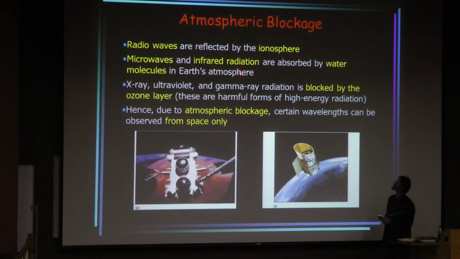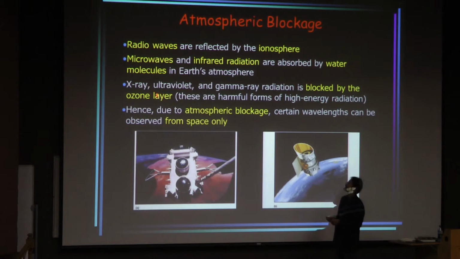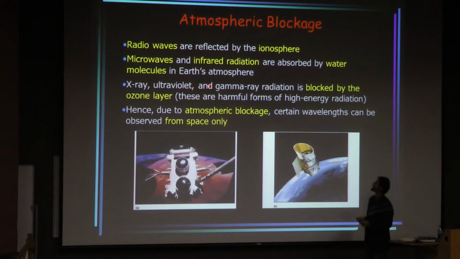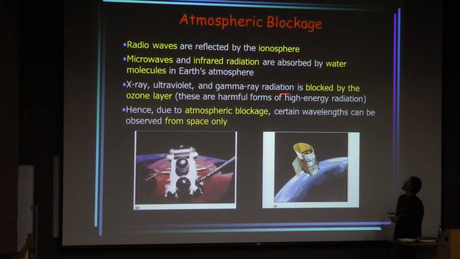Microwaves are blocked for different reasons. Microwaves and infrared are basically absorbed by water molecules. Again, this is basically the principle of microwave ovens. Microwaves are absorbed by water. That's the reason that your food heats up in the microwave. All our food has some water content, and it absorbs microwave radiation. The higher energy forms, ultraviolet and X-ray and gamma ray, are blocked predominantly by the ozone layer, which is another layer that also is pretty high up in the atmosphere.